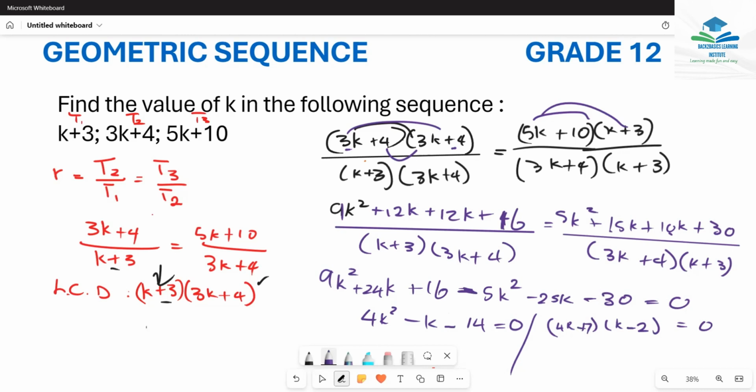From there, what is it that you're going to do? This is the same as 4k plus 7 is equal to 0, or k subtract 2 is equal to 0. Then the value of your k is going to be negative 7 over 4, or the value of your k is going to be 2. So basically, those are the values of k that you're going to find.